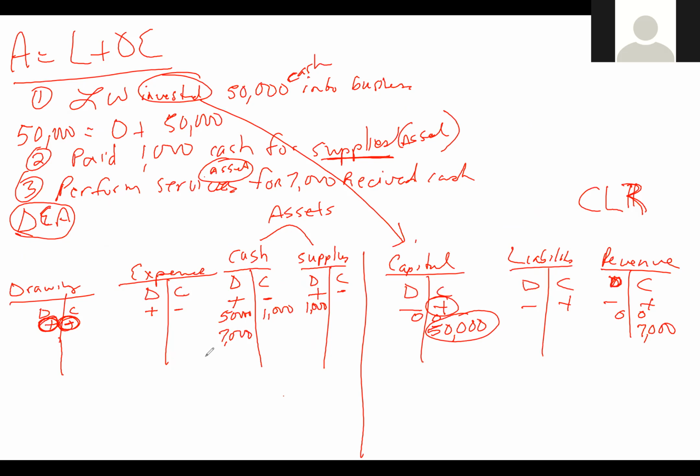So that's the money we made, right? Yep, this is the money we made. This is the money we spent on supplies. This is the money we made from performing the service. And this is the money that we invested in the business. And my debits are 58,000. And my credits are 58,000. Okay.